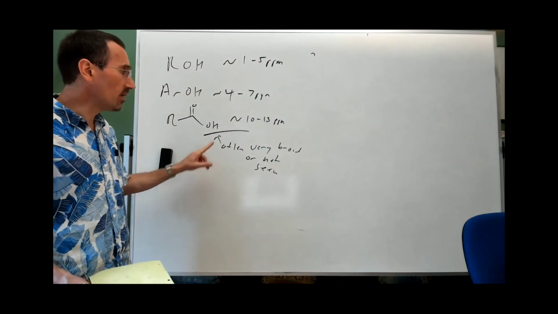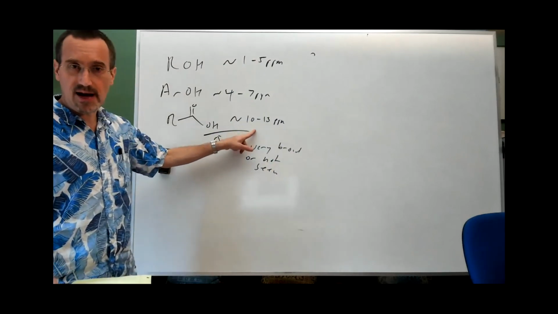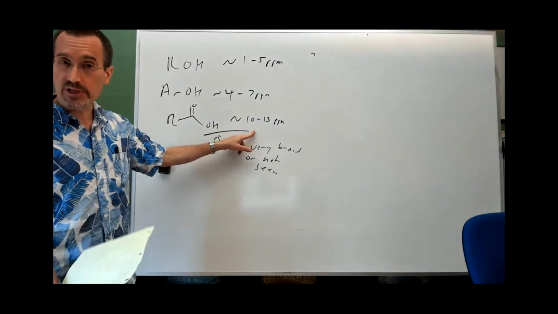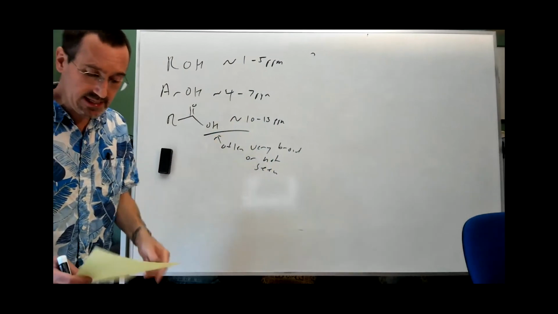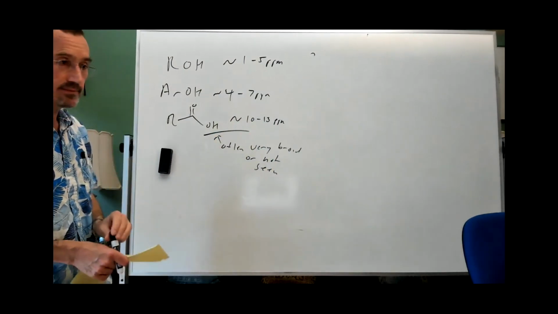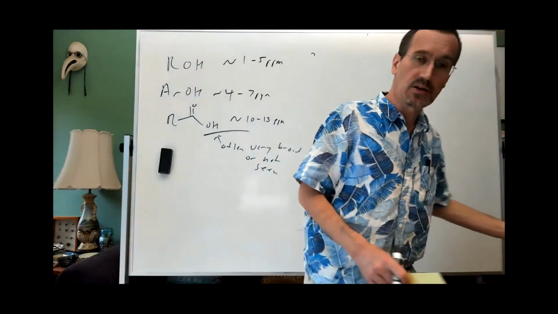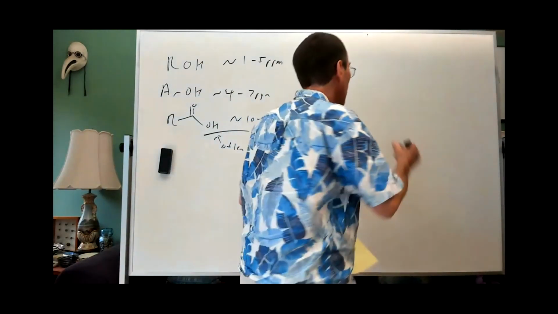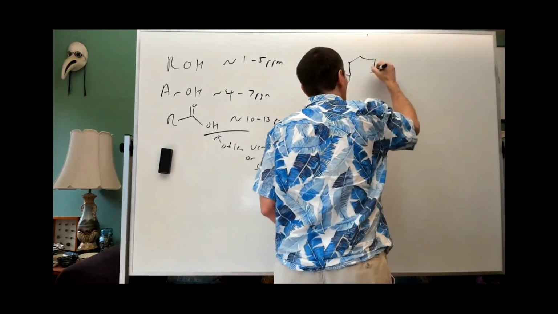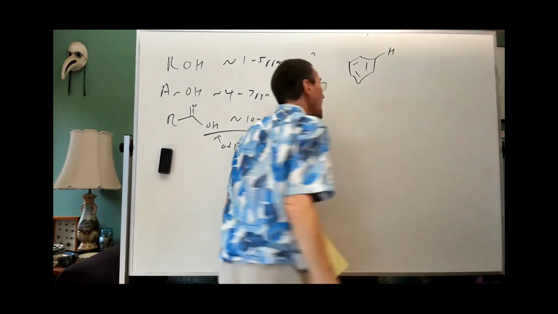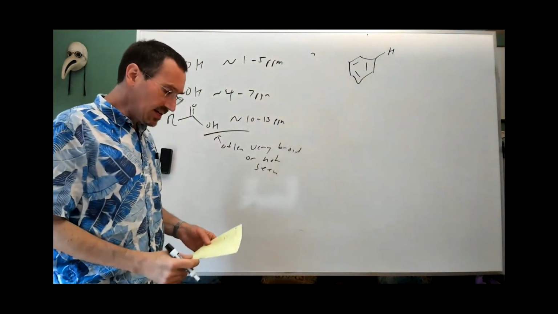exchange with water that's in the sample. If I want to make my carboxylic acid sharp or sharper, I will usually run it in DMSO-d6, because in DMSO-d6 it's not going to exchange with water and it will hydrogen bond very firmly to the DMSO.